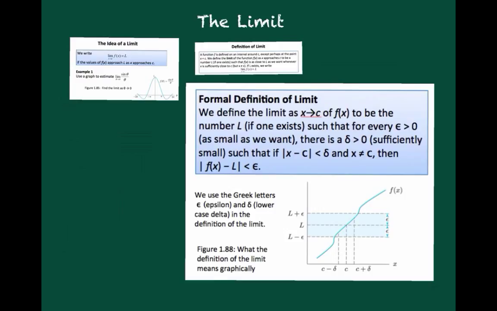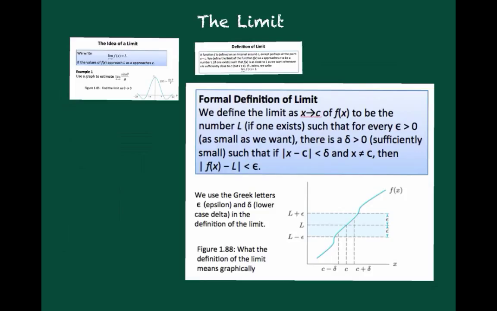And it says this: we define the limit as x approaches c to be the number L, if it exists, such that for every epsilon greater than 0, meaning we can make it as small as we want, there is some delta greater than 0, which is sufficiently small, such that if the difference between some x and c is less than delta, then the function minus the limit is less than epsilon. Wow, that's really, really hard to understand.